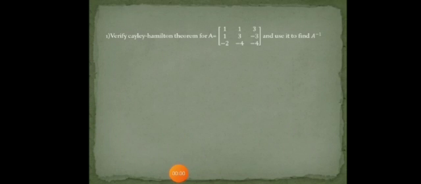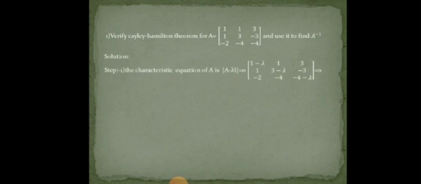Thank you. Verify Cayley-Hamilton theorem for A matrix [1 1 3; 1 3 3; -2 -4 -4] and use it to find A inverse. So the solution is, step 1. The characteristic equation of A is given by determinant of A minus lambda I equals 0, that is, determinant of [1-lambda 1 3; 1 3-lambda -3; -2 -4 -4-lambda] equals 0.